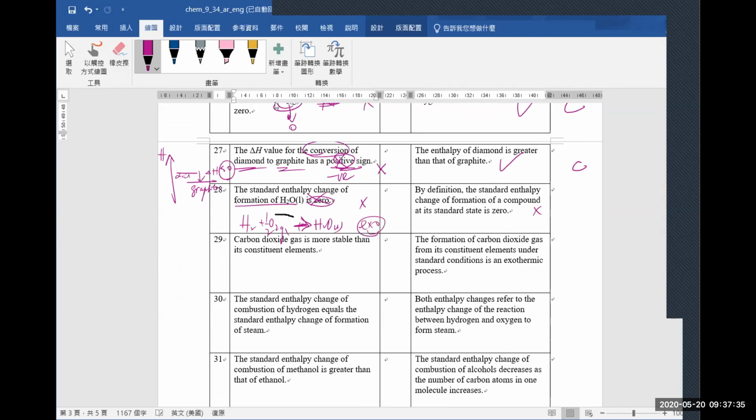So you know that the first statement is not correct. How about the second statement? The formation of compound is 0. Oh, okay, no, of course not. It's D. Of an element it is 0. For a compound, no, it carries the data.